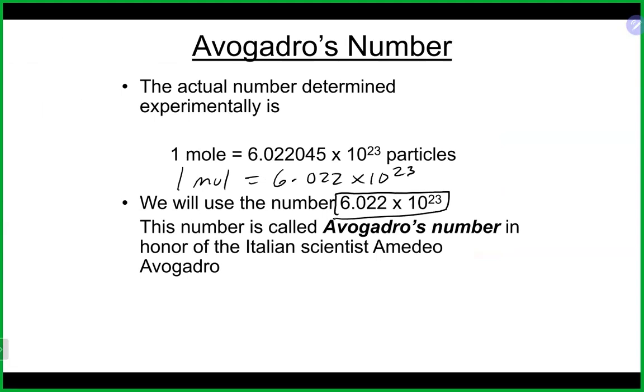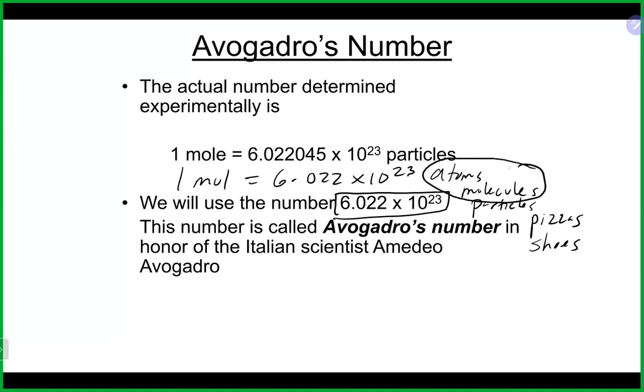Now, when we're using Avogadro's number, the units that go with it can change. They can really be any units you want. They could be units of atoms in some cases, molecules in some cases, particles in some cases, pizzas in some cases, shoes in some cases. Except for the occasional pizza problem, you will most likely see atoms and molecules in this class as the units associated with it.